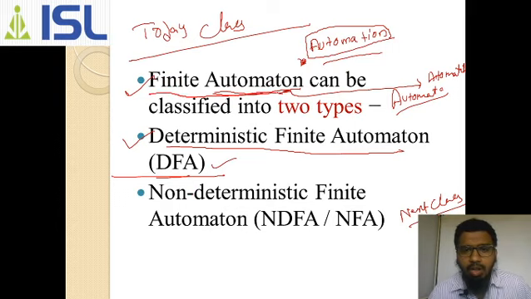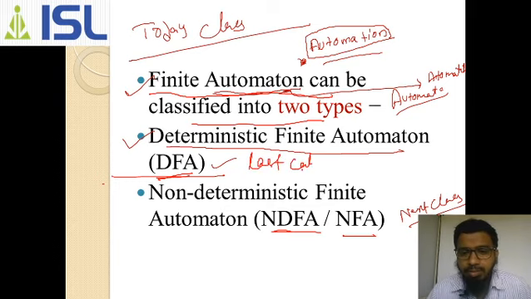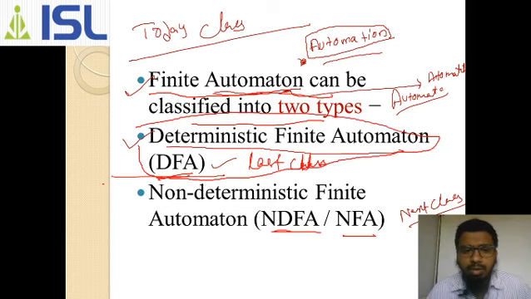Finite automata can be classified into two, as I told you in the last class. The first one was a DFA, deterministic finite automation, and the second, non-deterministic finite automation, NDFA, or you can say NFA. So in the last class we completed this, and we saw some of the examples. And today we are going to see the NDFA, or NFA.